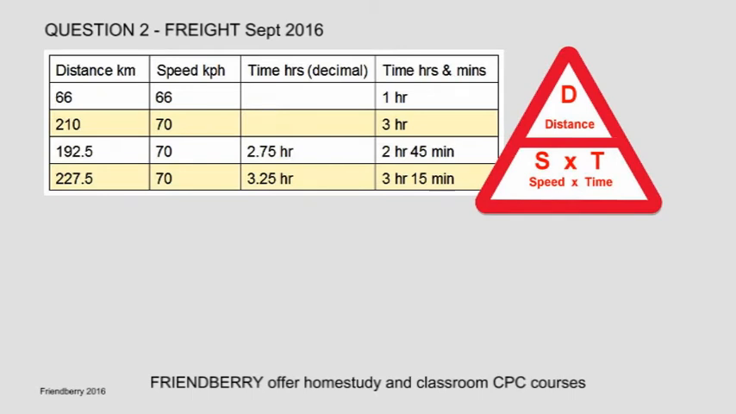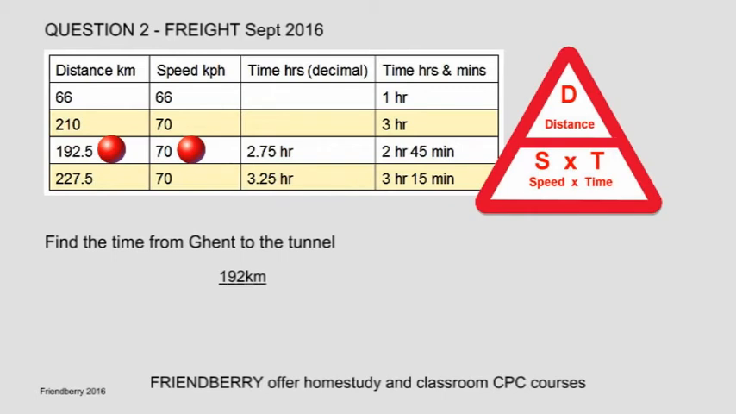As an example, find the time from Ghent to the tunnel. Time taken to drive the 192.5 kilometers at 70 kph is 192.5 kilometers divided by 70 kph, which gives 2.75 hours. Now, times the odd minutes by 60 to give 45 minutes. So the answer is 2 hours, 45 minutes.